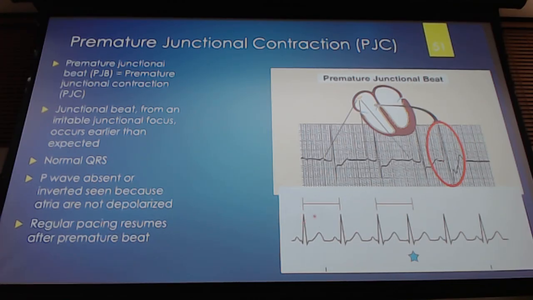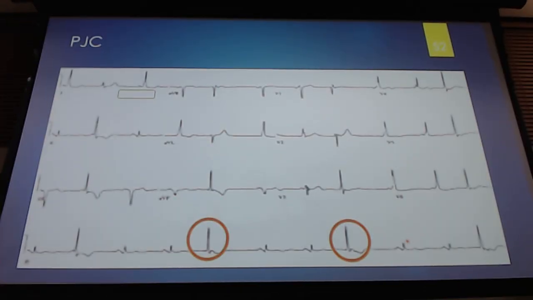Here we have from here to here, that looks pretty normal, here to here, but then when we march this out, this next one is occurring earlier than normal, and we don't see a P wave that's associated with that. Here we have a couple of premature junctional contractions.